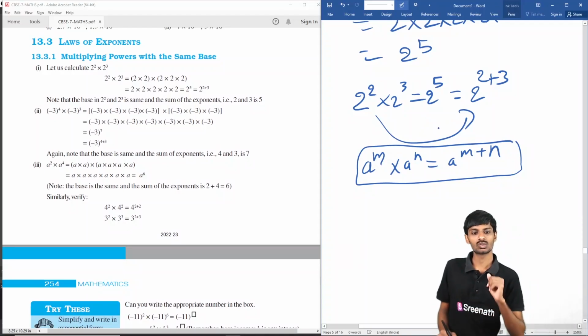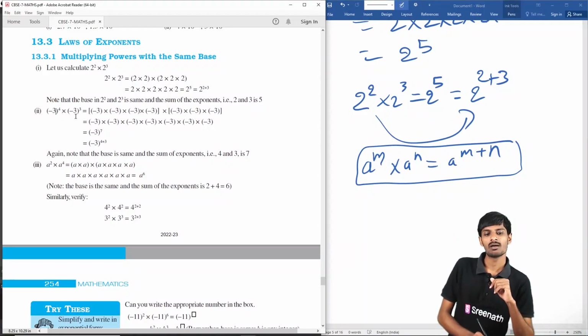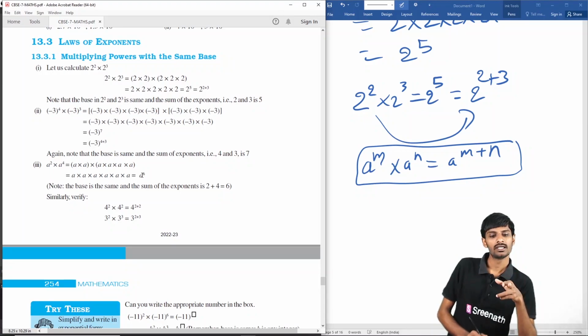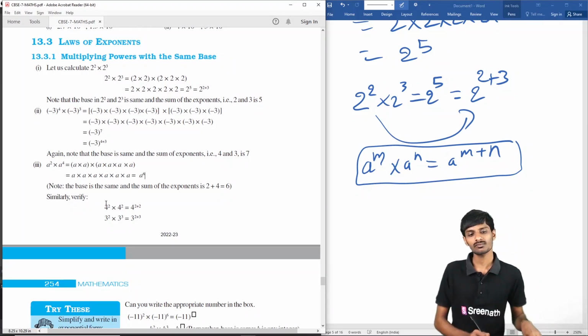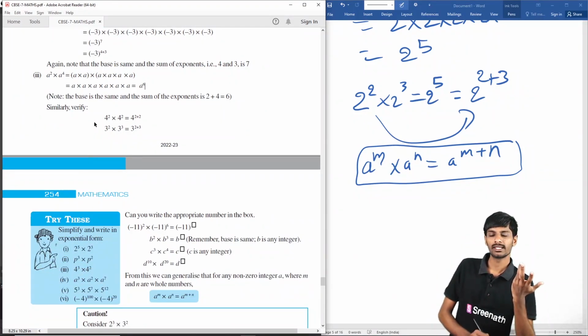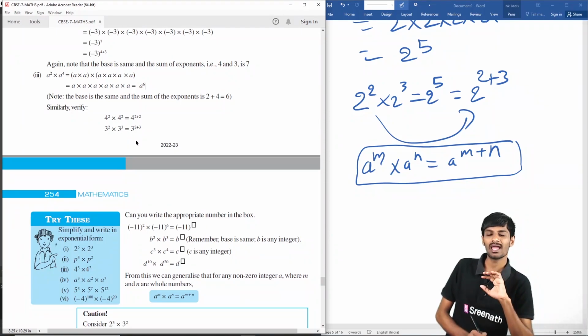If you have doubt, look at this, -3 into -3. Here the power is 4 and here the power is 3. And look at the answer. Here you are getting 7, which is simply 4 plus 3. Okay, students. And again, there is a square into a power 4. If you get a power 6, which is 4 plus 2. So whenever the bases are the same and you are multiplying, you have to add the exponents.